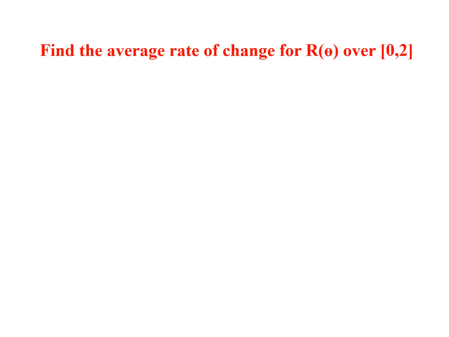This problem is about finding the average rate of change for the function r of theta over the interval 0 and 2. So to start with, we have to know r of theta. So r of theta is equal to square root of 4 theta plus 1.